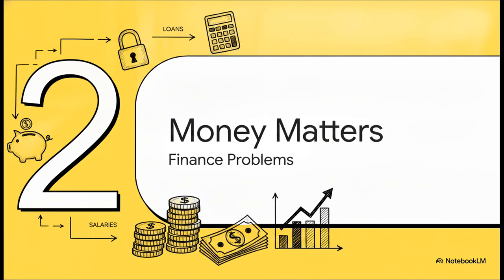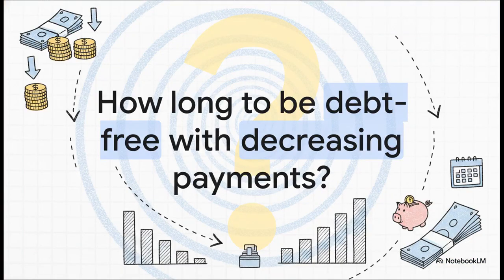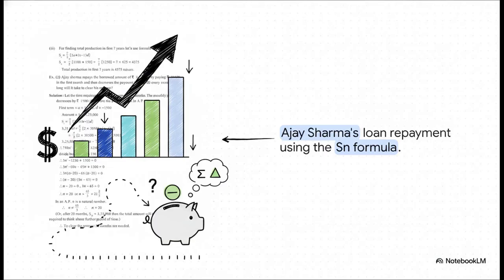Section 2. Money matters. Finance problems involving loans, savings, and salaries. These are concepts you'll absolutely use in your adult lives. Consider this highly relatable money question. If you take a loan, but you decide to decrease your payment by a fixed amount every single month, how long will it take until you're completely debt-free? Let's examine a specific example. Take a look at Ajay Sharma's loan problem.